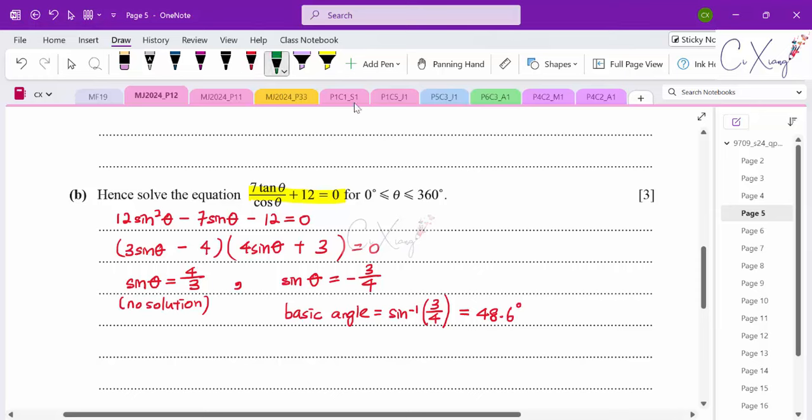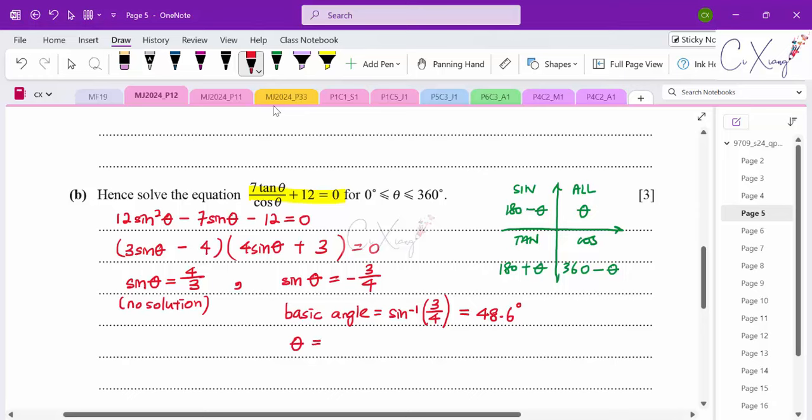Now I need to go through the quadrants and see which quadrant gives the answer that I want. So I label it first: all, sine, tangent, cos. Then this is theta, 180 minus theta, 180 plus theta, 360 minus theta. Then now I'm looking for the answer for my equation here.